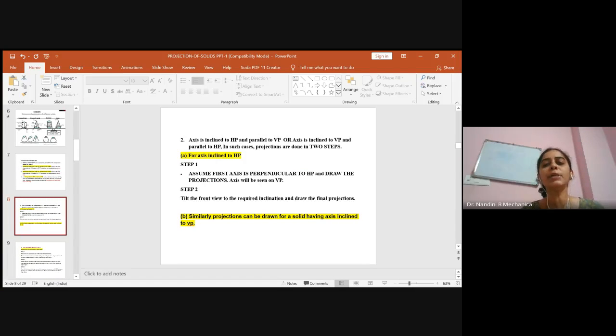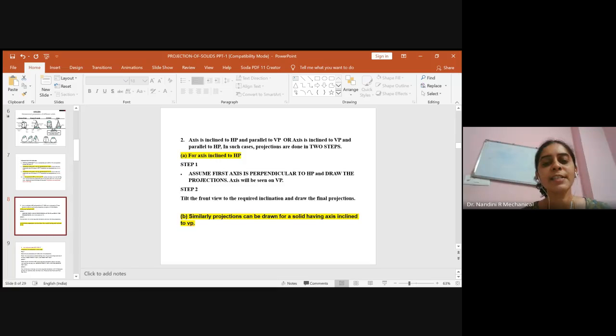And next, this is a two-step problem. So what happens in two-step? It is told the axis is inclined to HP and parallel to VP. So this could be one case. Or else the axis is inclined to VP and parallel to HP. So this could be the second case. In both cases, it will be a stage 2 problem. You will have stage 1 and stage 2. In your syllabus, you have only the inclination with respect to HP, so I'll stress more on that.